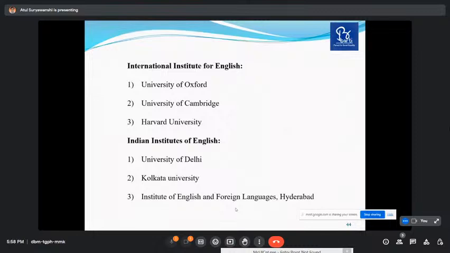Apart from English, foreign languages like French, Arabic, Spanish, and Japanese are also taught in these universities. So I request you to at least surf the websites of these universities so that we can understand their syllabus, and get important points and clues for reading and study for competitive examinations like NET and SET.